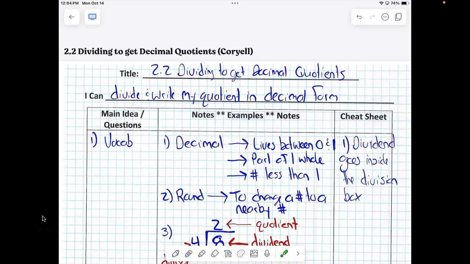Morning, Coryell's class. Good morning, Mr. Hopper. Today we did 2.2 dividing to get decimal quotients. Can you guys get decimal quotients now?